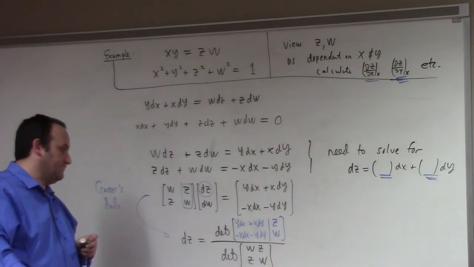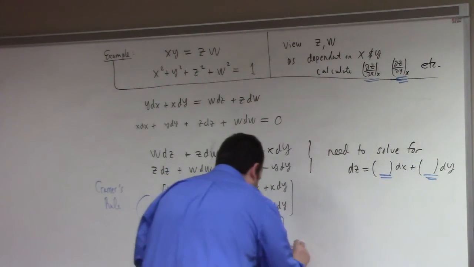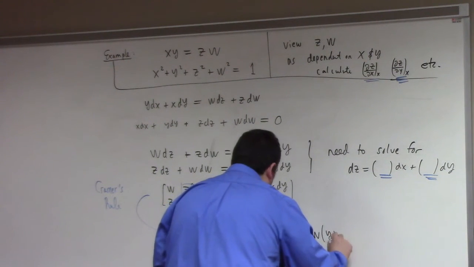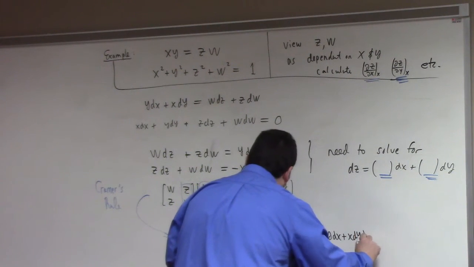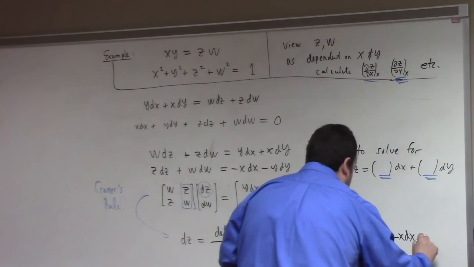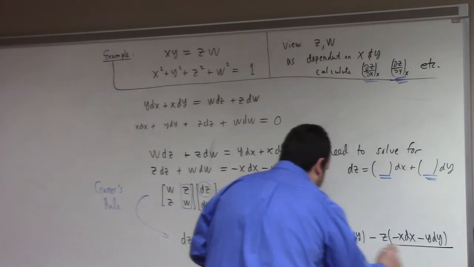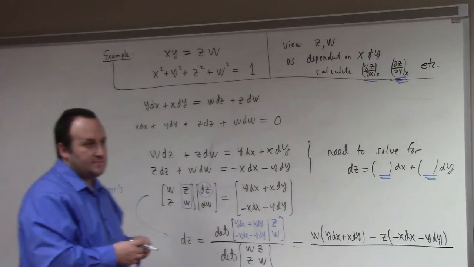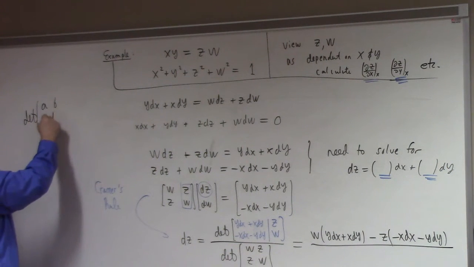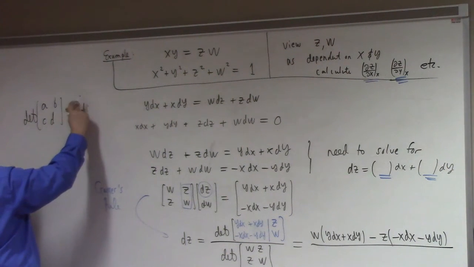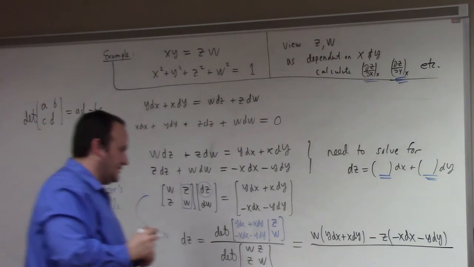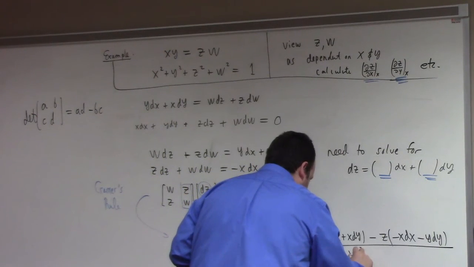Determinant. Yeah. So this is actually w times y dx plus x dy minus z times minus x dx minus y dy. So it's that same determinant we've seen in the formula for the cross product, right? Like the determinant of a, b, c, d. Remember, it's ad minus bc. So this is a nice way to solve. And then downstairs I've got w squared minus z squared.